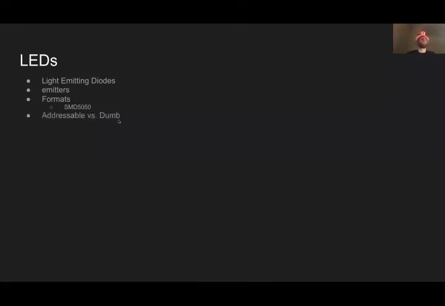So the next concept I want to introduce, and this is possibly the most important one, is this concept of addressable versus dumb LEDs. Now, if you look at this hat, you'll see that at any given moment, especially when the animation gets nice and exciting, which it isn't right now, each and every LED has the capability to be a different color to its neighbors at any given time.